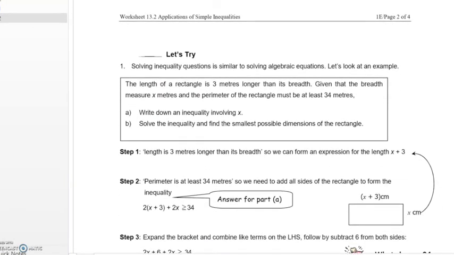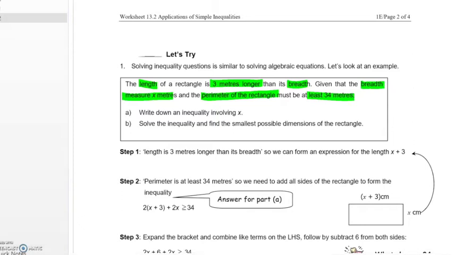Here is where we get into more typical exam type questions on inequality. Alright, so let's look at this. Let's try question 1. Solving inequality questions is similar to solving algebraic equations. Let's look at an example. So the length of a rectangle is 3 meters longer than its breadth. Given that the breadth measures x meters, this is important information. Again, length is 3 meters more than the breadth. Breadth is x meters, and the perimeter must be at least 34 meters. So let's write down an inequality involving x.